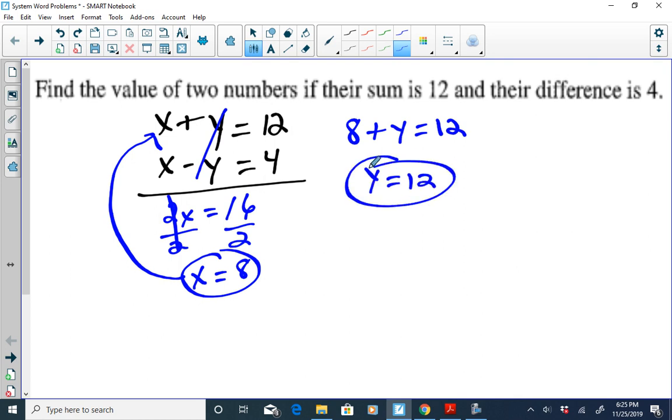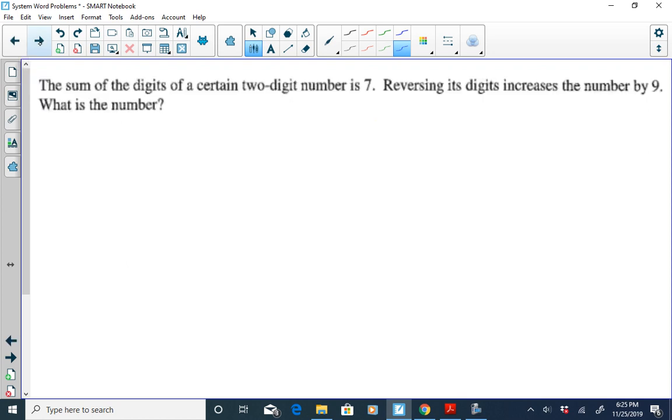This is an easy enough one where we could check our solution, right? So is 8 plus 4 12? Yes. Is 8 minus 4 equal to 4? Yes. So we know that 8 and 4 are the two numbers whose sum is 12 and whose difference is 4. Let's take a look at another example.